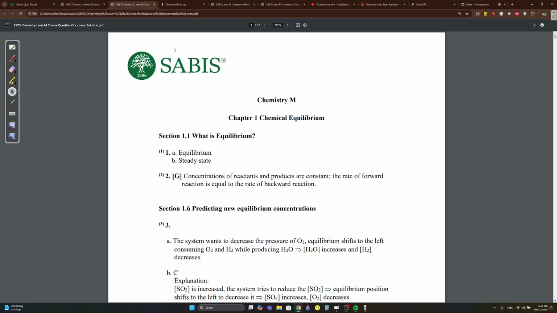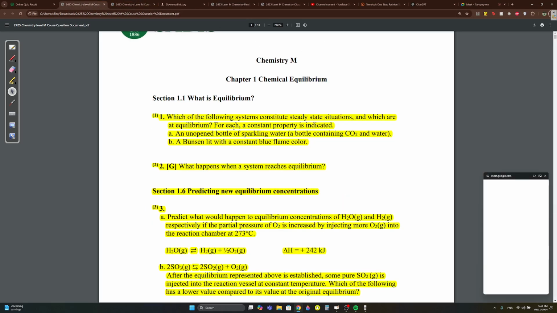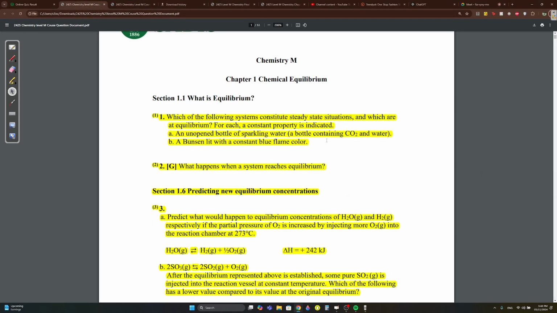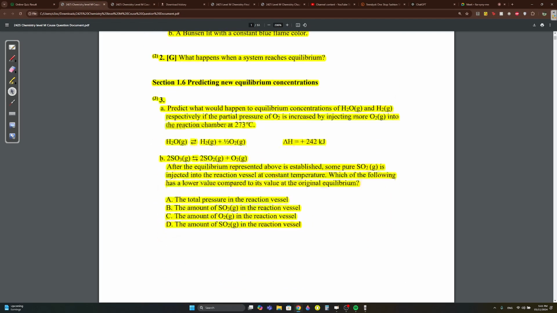What happens when a system reaches equilibrium? This is a great question, it comes up in every exam. When a system reaches equilibrium, the concentrations of reactants and products are constant, right? And the rate of the forward reaction is equal to the rate of the backward reaction. Memorize.